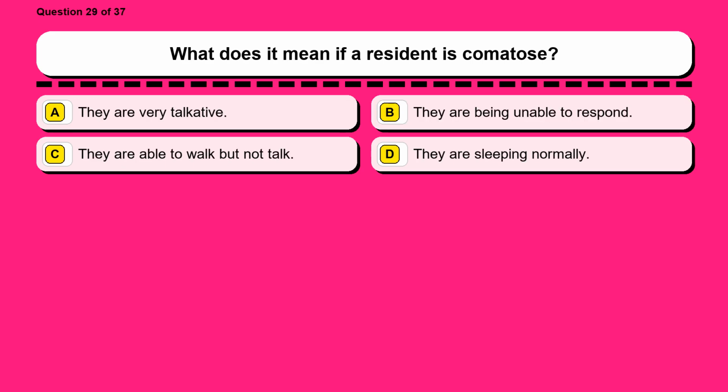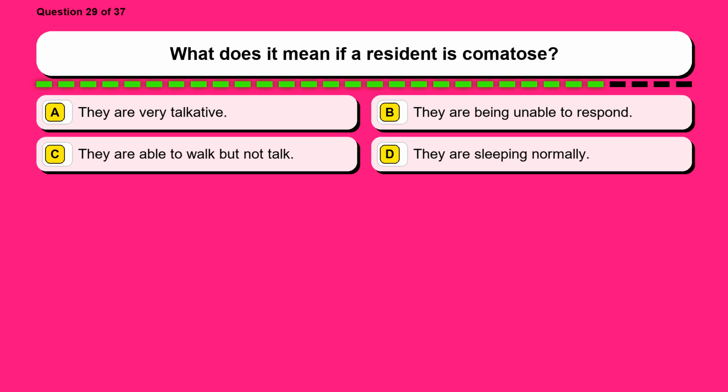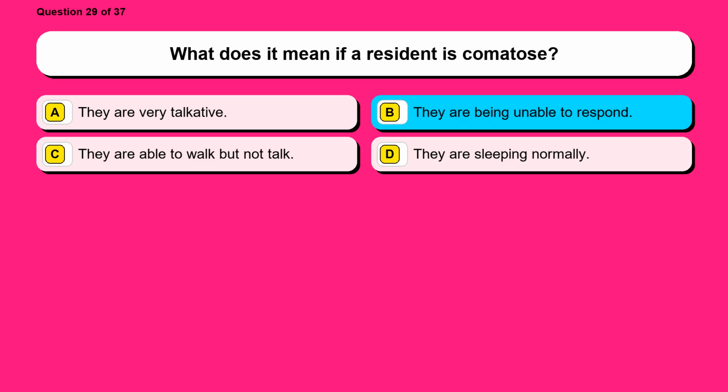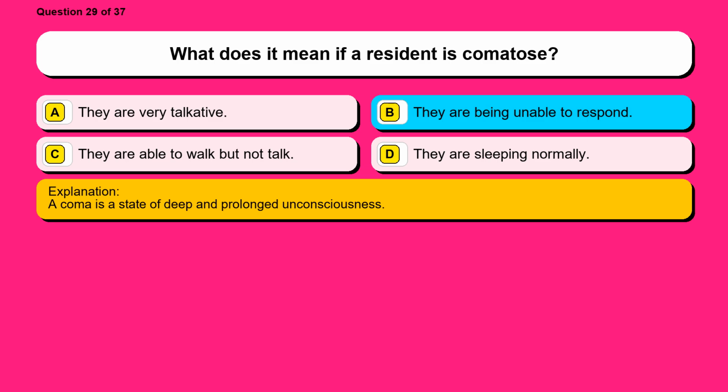Question 29. What does it mean if a resident is comatose? Option A. They are very talkative. Option B. They are being unable to respond. Option C. They are able to walk but not talk. Option D. They are sleeping normally. The correct answer is option B. They are being unable to respond. A coma is a state of deep and prolonged unconsciousness.